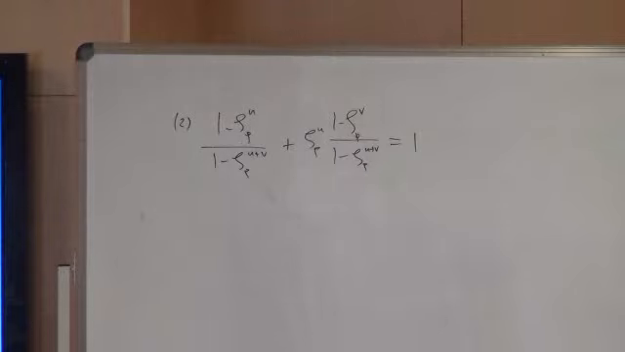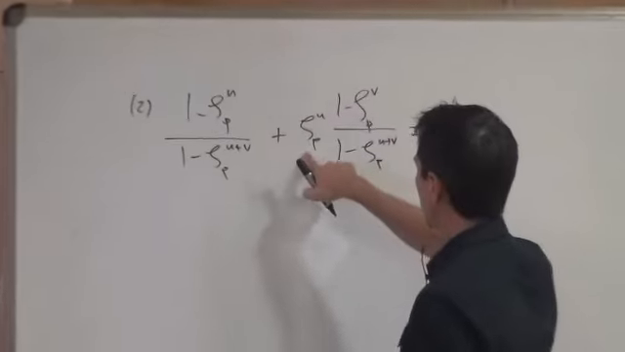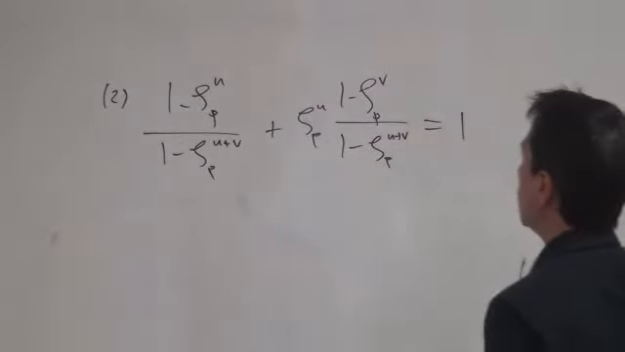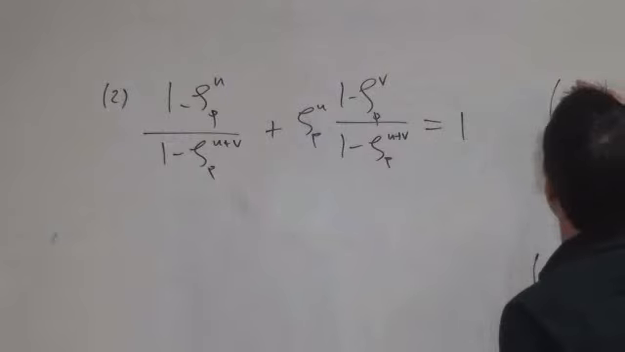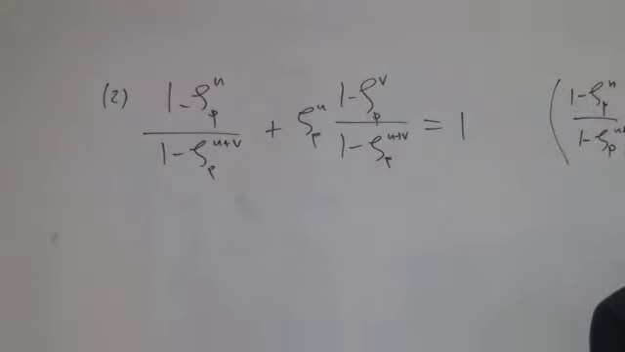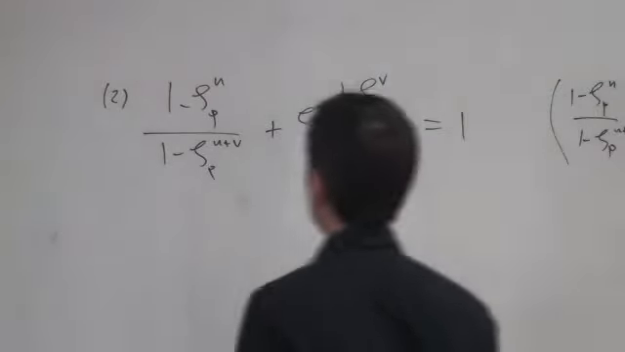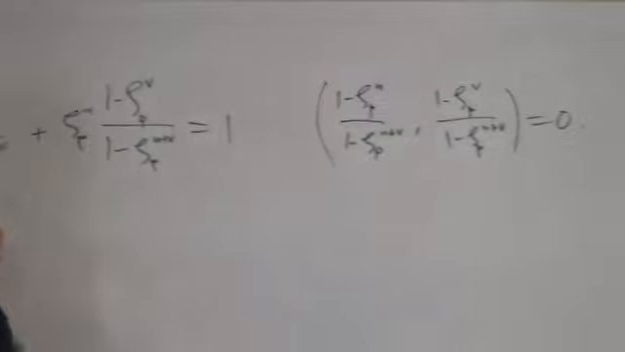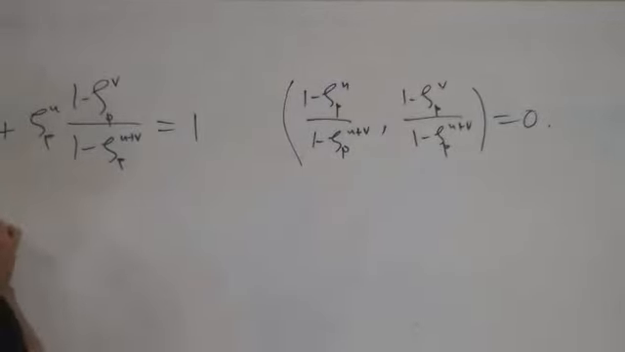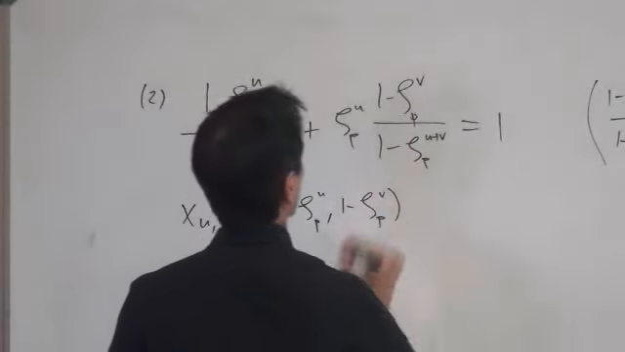Okay? So this means that this p unit pairs trivially with this one. I can ignore the zeta p because of number 1. So I get (1 minus zeta p to the u) over (1 minus zeta p to the u plus v) paired with (1 minus zeta p to the v) over (1 minus zeta p to the u plus v) equals 0. Okay, now let's just, for simplicity, write x_uv equals (1 minus zeta p to the u)(1 minus zeta p to the v) for any u and v.